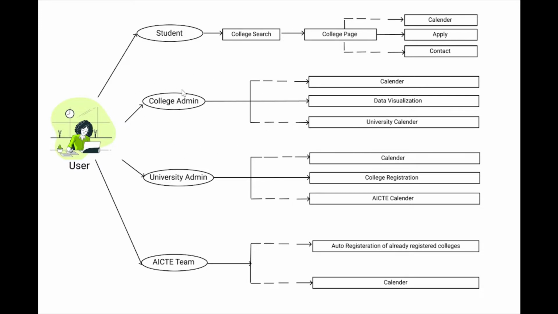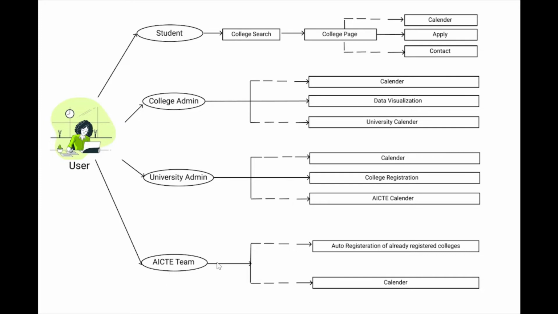Then the college admin section would contain the calendar, data visualization of that particular college, and the college could view the university calendar. Now, the university admin would be able to see the calendar or basically perform CRUD operations and create its own calendar. Thereafter, they could also register colleges and they could also view the AICTE calendar.